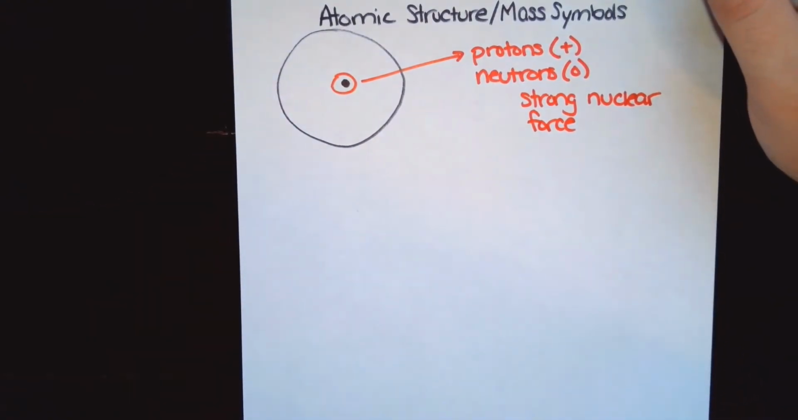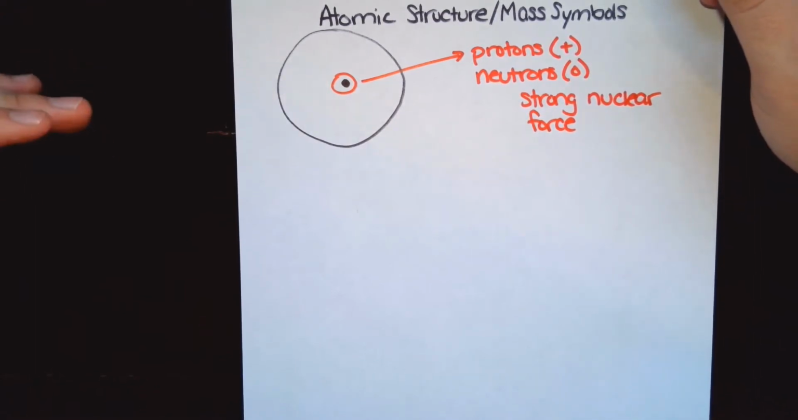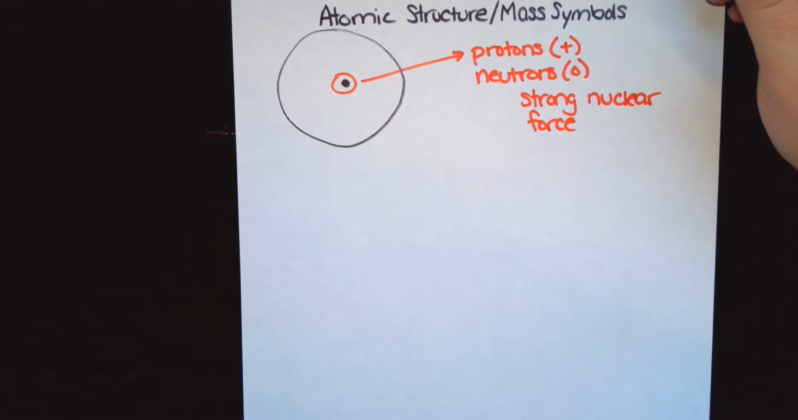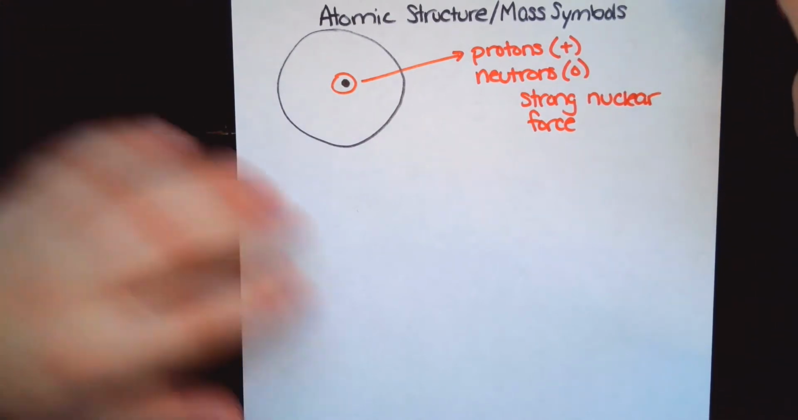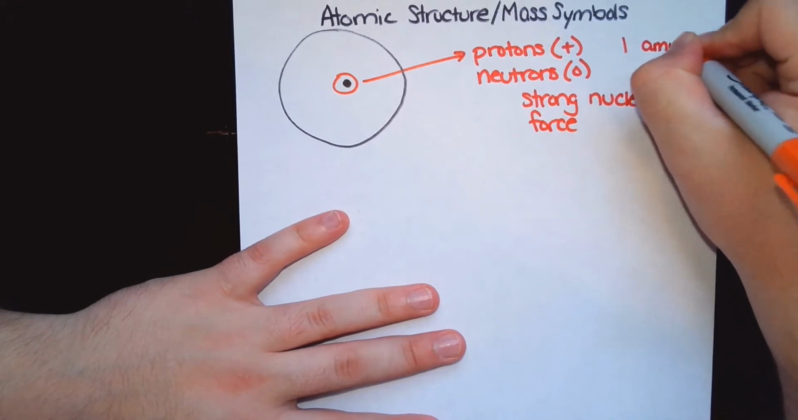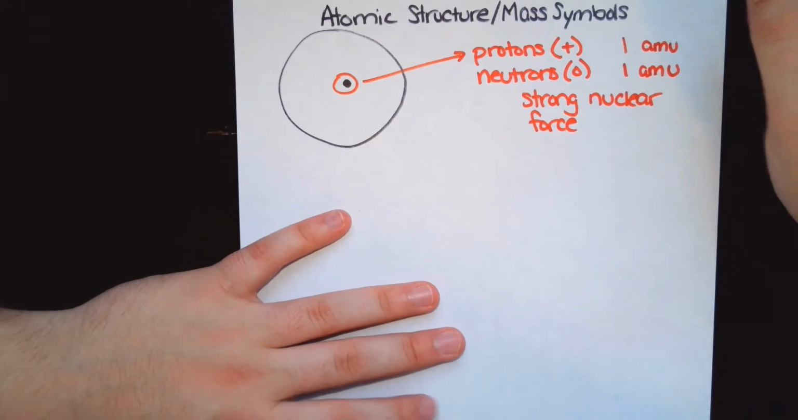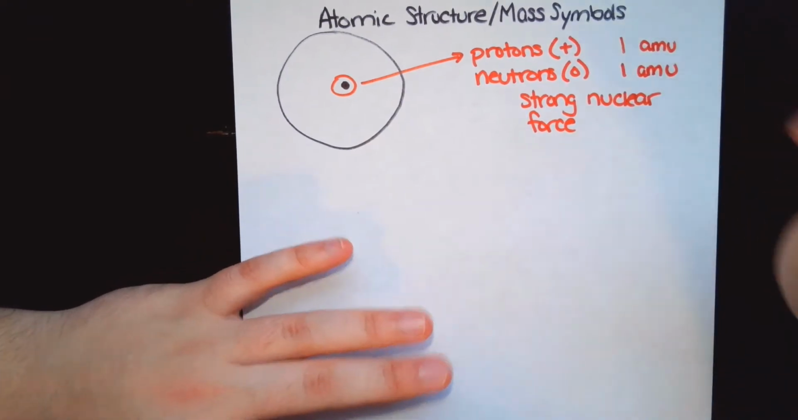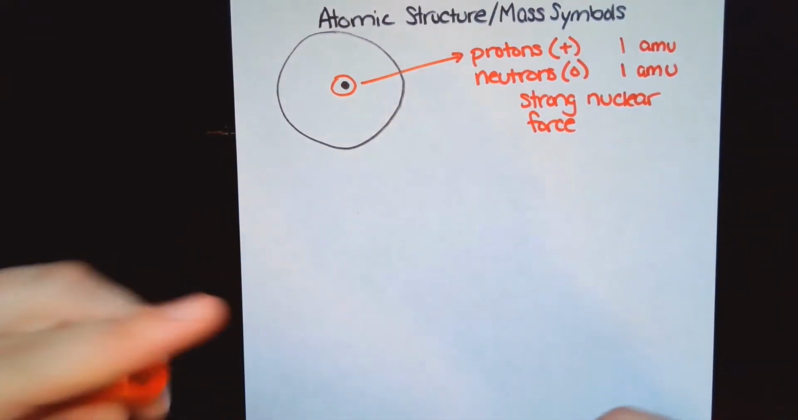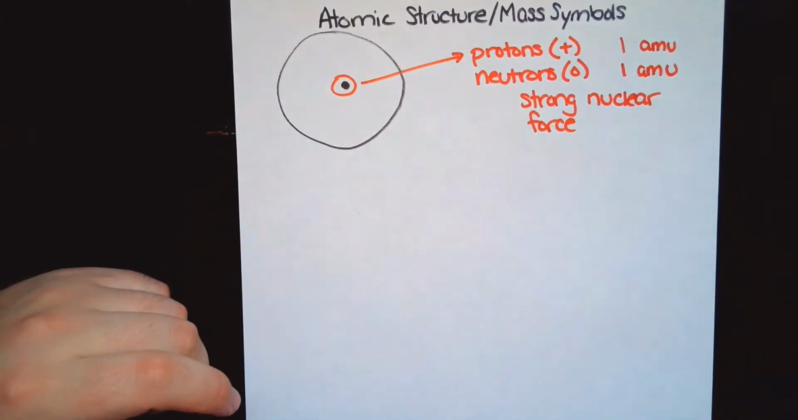And now, protons and neutrons are approximately the same size. Technically, they are slightly different, but in terms of sig figs, the difference is minute enough that we consider them to be the same size. So we say that they're both 1 AMU. An AMU stands for atomic mass unit. Right? And protons and neutrons each count for 1 AMU.